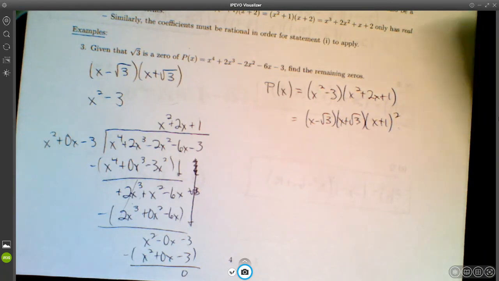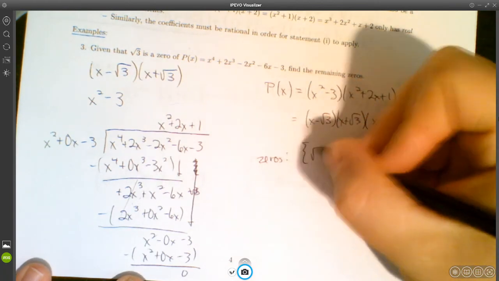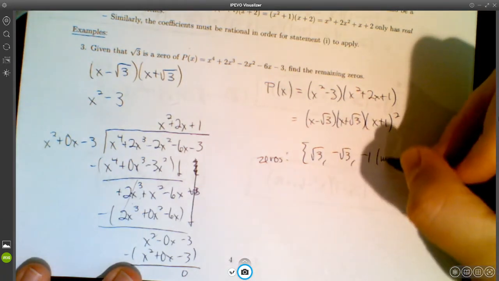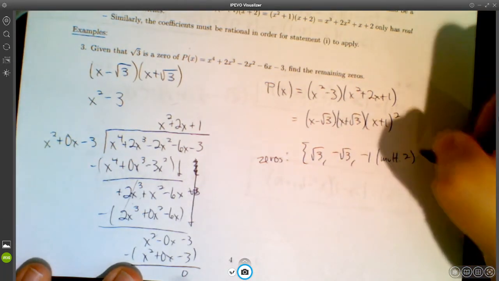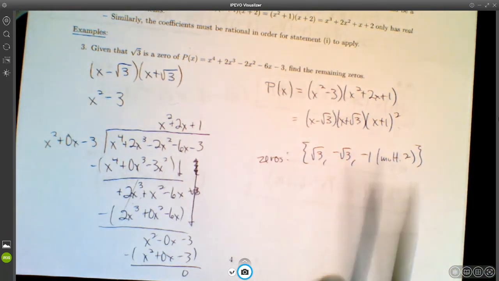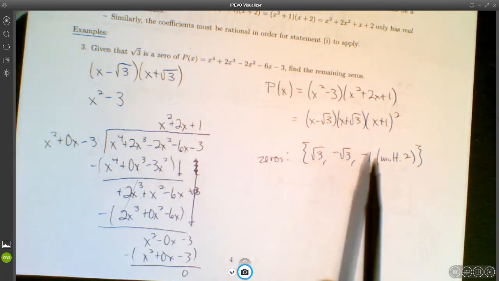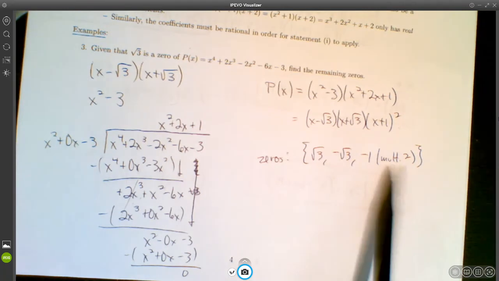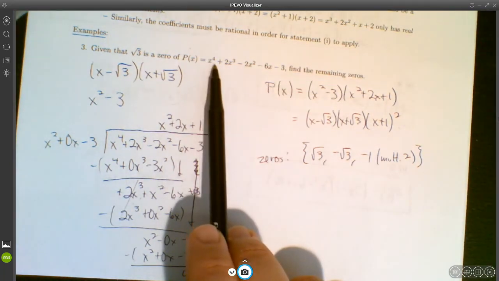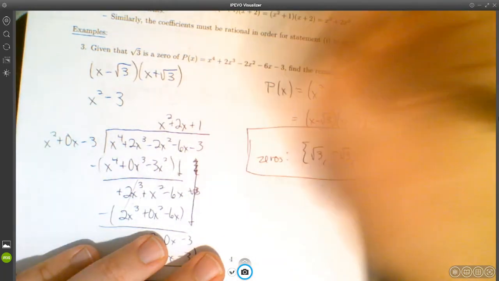So what are the zeros? Well, the zeros are root 3, negative root 3, and negative 1. The negative 1 has a multiplicity of 2. And there we see that other corollary to the fundamental theorem of algebra, right? Because if you count up the zeros, we have 1, 2, 3, 4. This one gets counted twice since it's multiplicity 2. Our degree was 4, so 4 zeros because we started with a degree 4 polynomial.